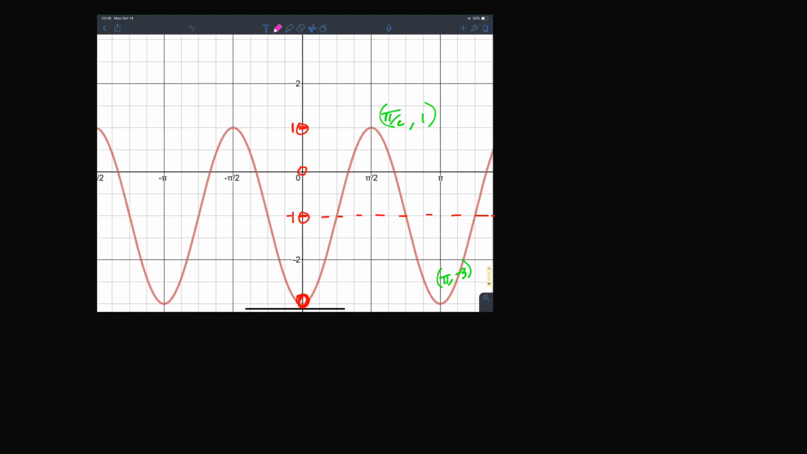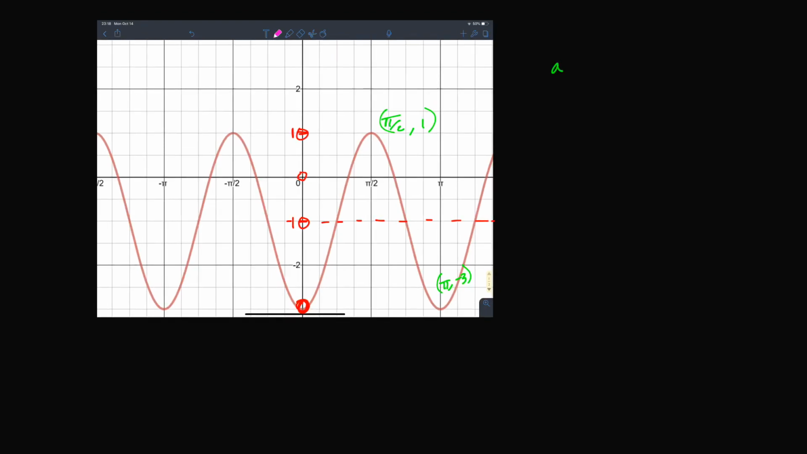-3. So your amplitude, the way you calculate it, is going to be A equals the absolute value of max minus min, divided by 2. You're taking the average of the two. So if you take your max, it's going to be 1 minus -3 over 2. You're going to get the absolute value of 4 divided by 2. You get 2. So that's your amplitude. So you have an amplitude of 2.